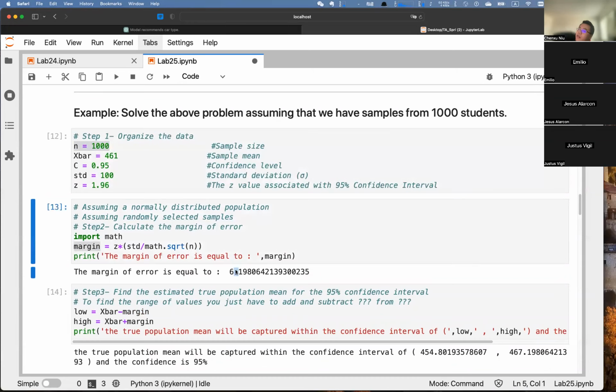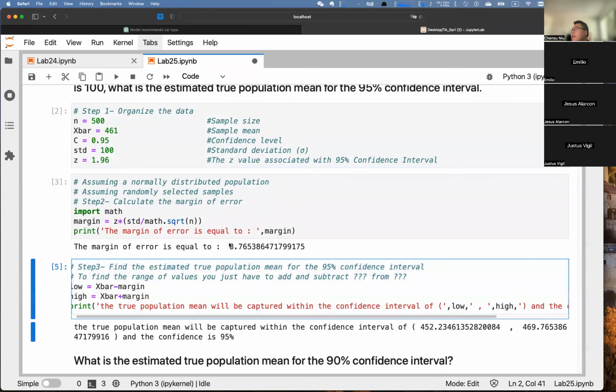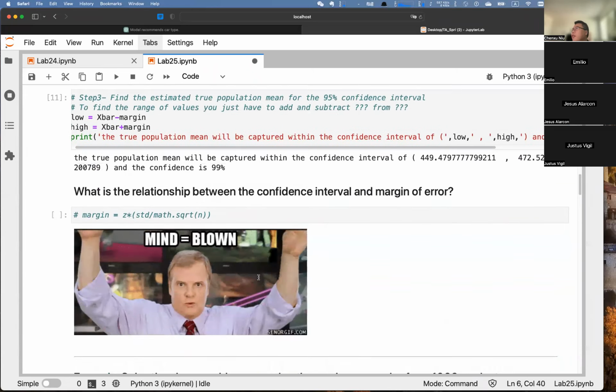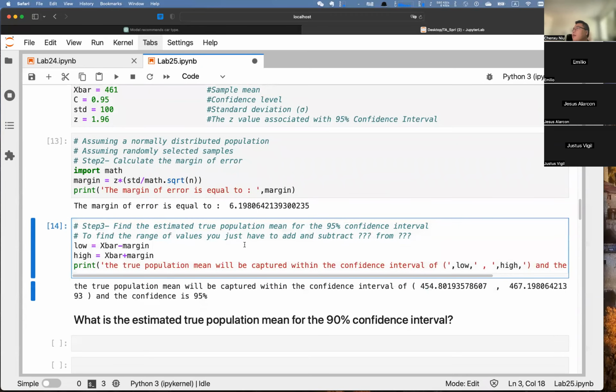So the margin would be 6.1, and in the first example it is 8.7. So it's different. And the last one would be here, 95%. Okay. All right. So any questions so far?